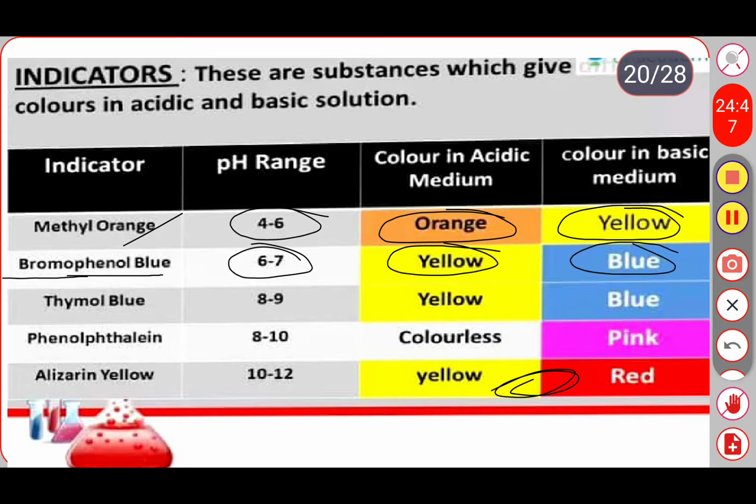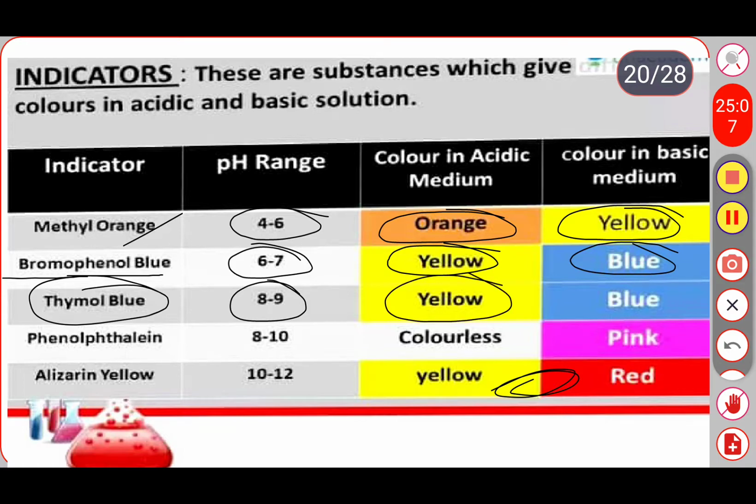Next one, thymol blue. Thymol blue is also one type of indicator. The pH range of thymol blue is 8 to 9. It turns the acidic solution to yellow color, and basic solution to blue color.